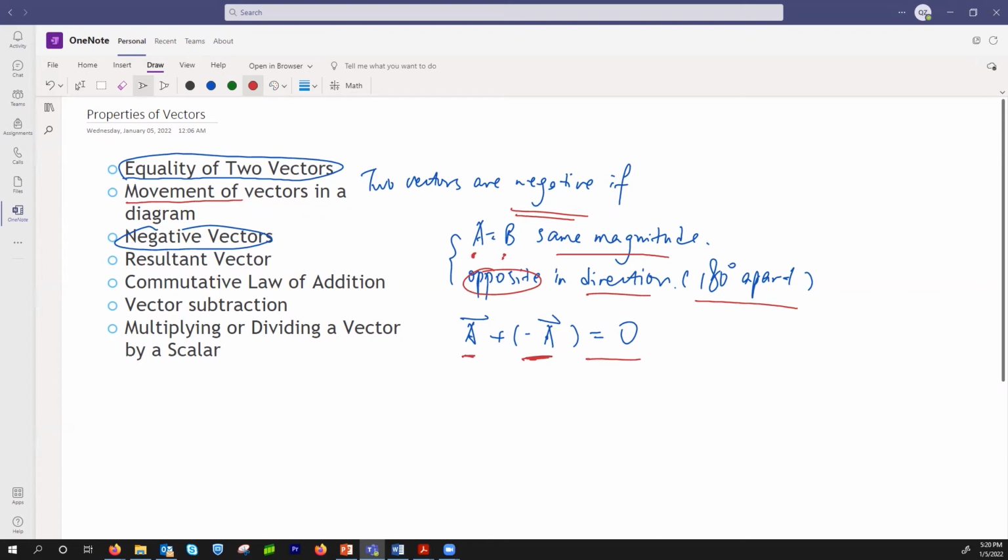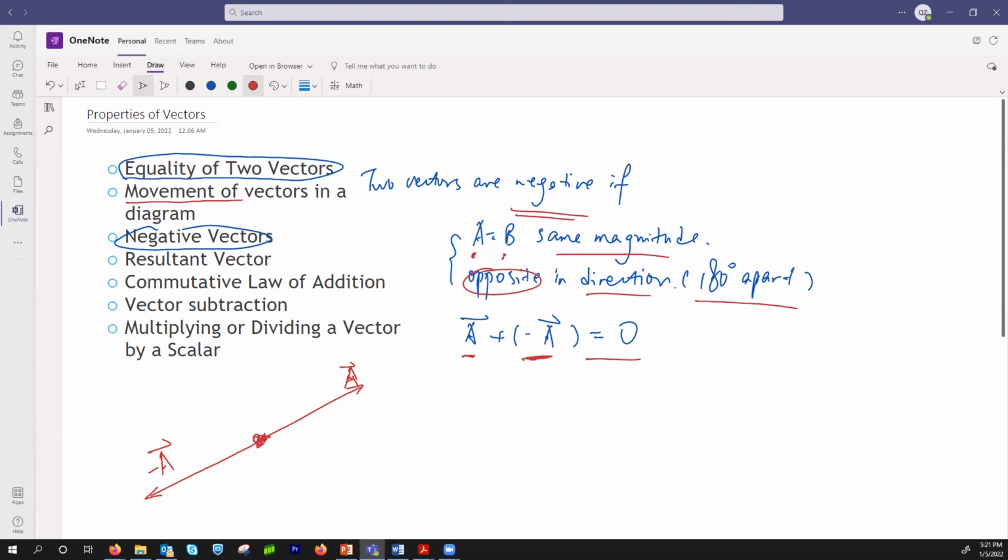For example, if I have a vector A, now how should I draw the negative vector? Apparently, the magnitudes need to be equal to each other. But the direction will need to be opposite. So it's 180 degrees on the other end. So this is called a negative A. When we add them together, because they are going in the opposite direction with the same magnitude, the total will be equal to 0. We'll talk more about resultant vector later.